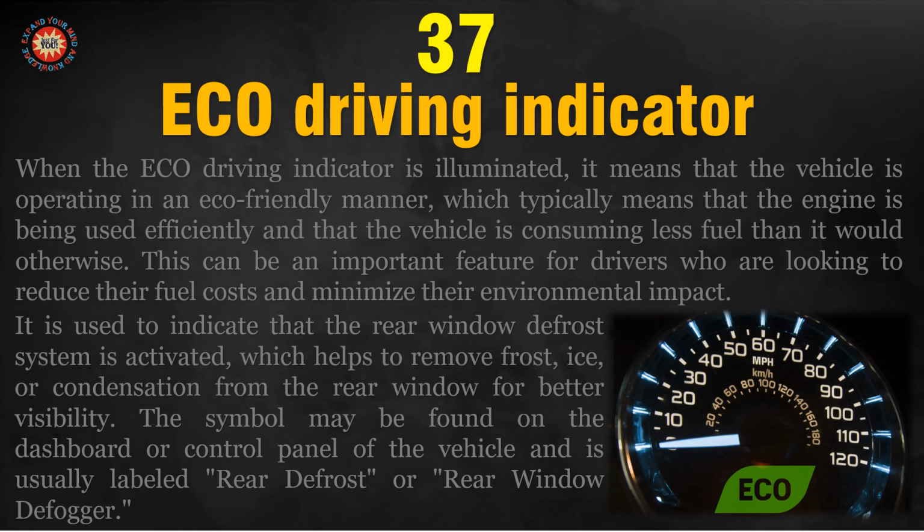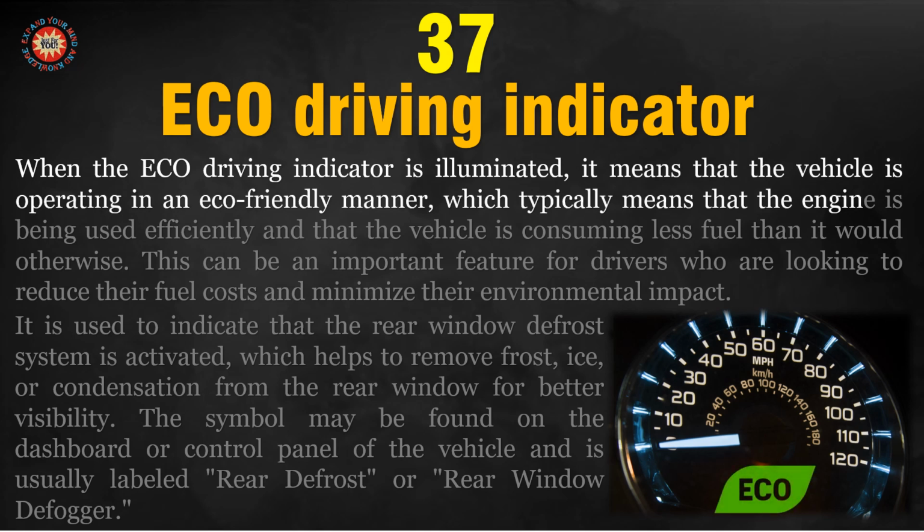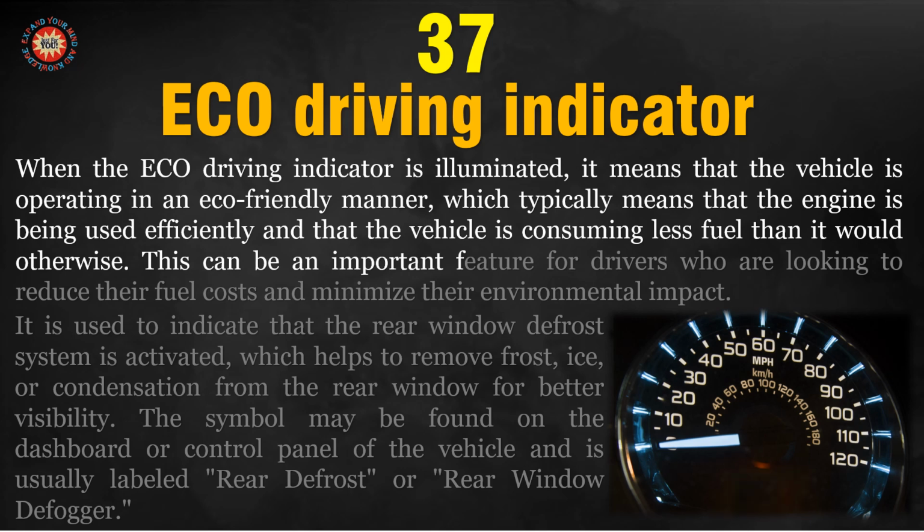Symbol 37. Eco-driving indicator. When the eco-driving indicator is illuminated, it means that the vehicle is operating in an eco-friendly manner, which typically means that the engine is being used efficiently and that the vehicle is consuming less fuel than it would otherwise. This can be an important feature for drivers who are looking to reduce their fuel costs and minimize their environmental impact.